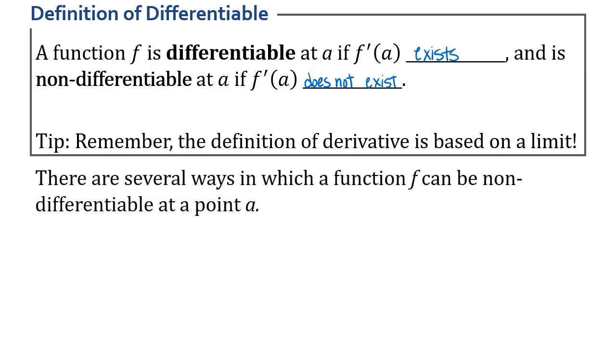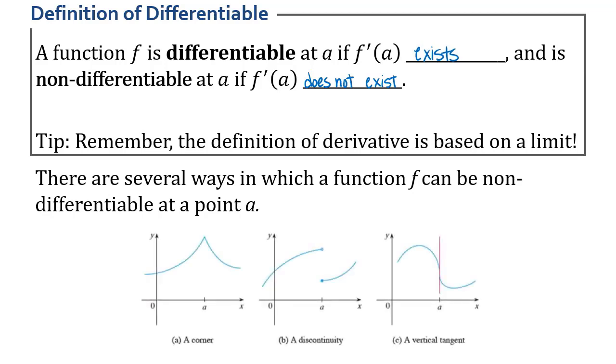There are several ways that a function can be non-differentiable at a point a. We talked about this one in the last section: a corner, where it's not a curve, but an actual point. If we're looking at the limit as we approach it from the left-hand side, that's going to be a positive number. The limit as I approach it from the right-hand side is going to be a negative number, so those are not going to be the same, and you need the limits to be the same for this to exist.